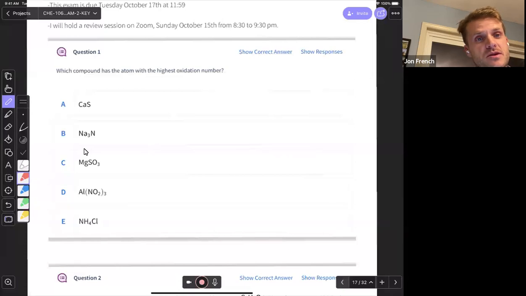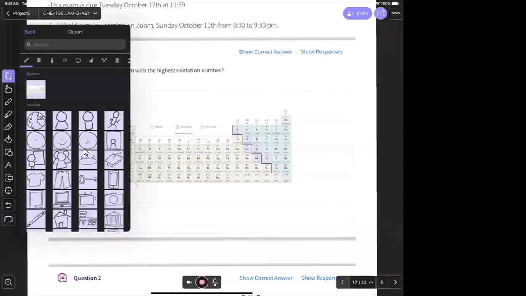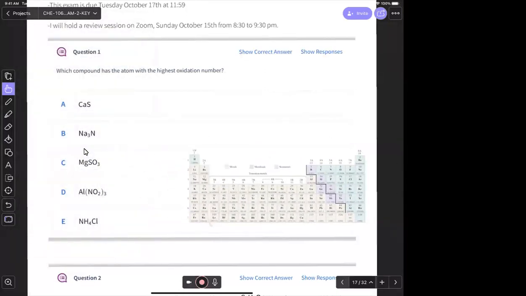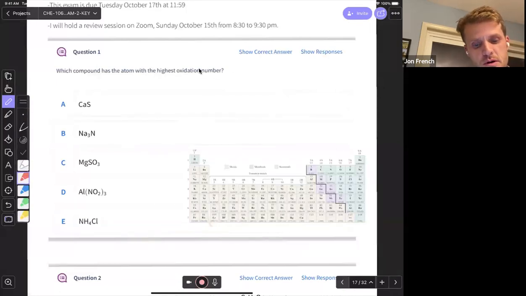So the first one, calcium sulfide, right? Calcium is group 2. So calcium being group 2, everything in group 2 is going to have a 2+ charge. So in calcium sulfide, calcium is 2+. That makes sulfur 2-, right?